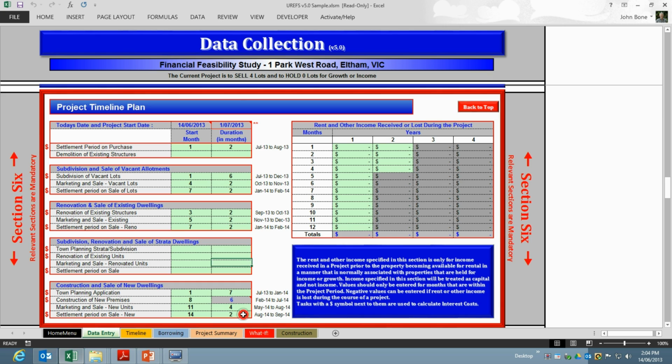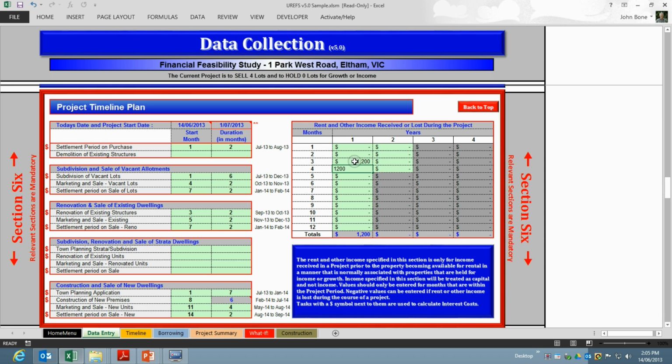This section is to allow for income and expenses that you may receive during the course of doing a project. For example, if you were doing this project and doing a renovation of a property and selling it, then you may choose to defer the renovation of the property until after the subdivision of the vacant lots has taken place and therefore, for a number of months, you may have a tenant in the dwelling and receive income during that period, and that period would probably be starting in month 3. For example, I'll just enter $1,200, you may receive $1,200 a month for a number of months.